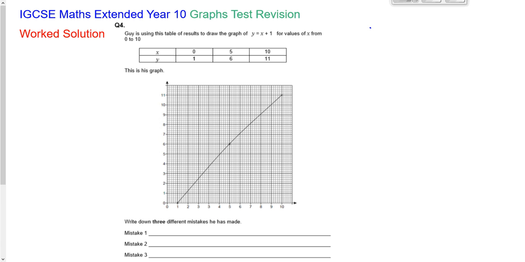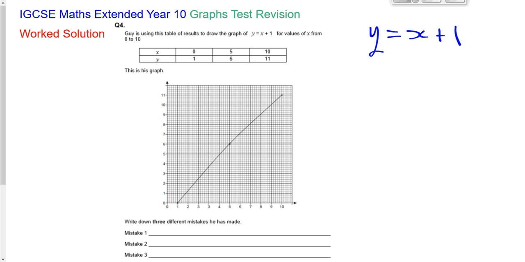We're doing question 4 of the graphs test revision for Year 10 IGCSE Extended. Okay, so let's have a look at question 4. We've got a young person named Guy, and they've created this graph here, and it's supposed to be the graph of y is equal to x plus 1. Straight away, I can see that this is supposed to be a straight line graph, and we've been asked to write down 3 different mistakes Guy has made.